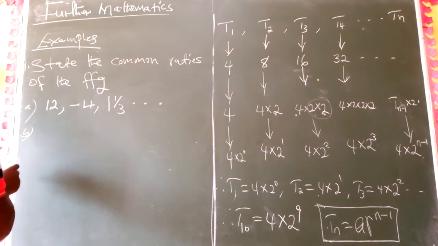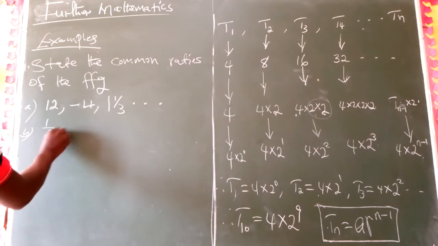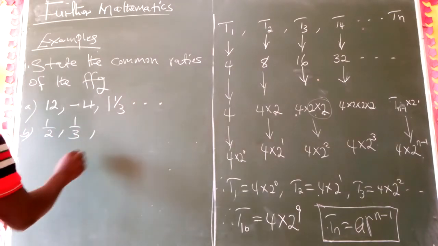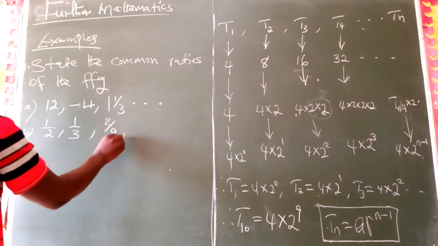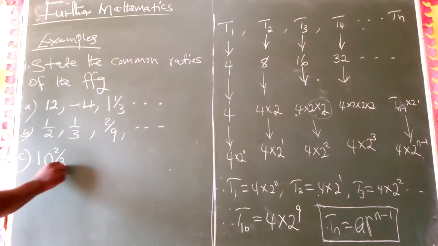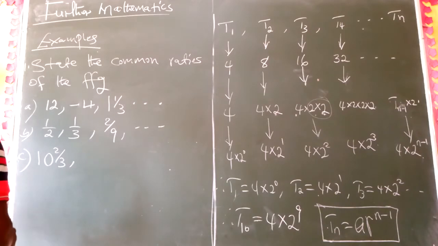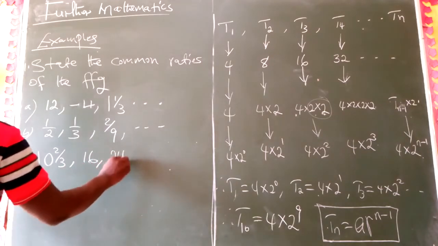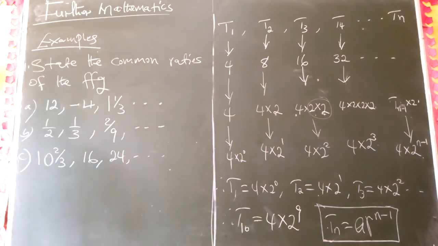The next one is 1 over 2, 1 over 3, 2 over 9. The next one, C, is 10 whole number 2 over 3, 16, 24. So, as simple as that.